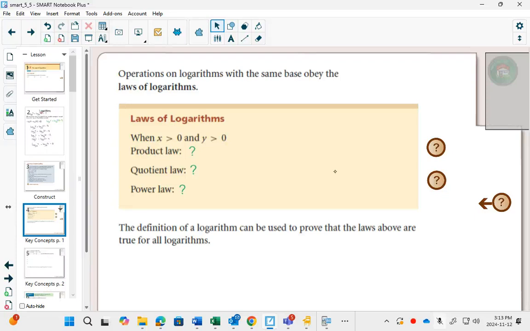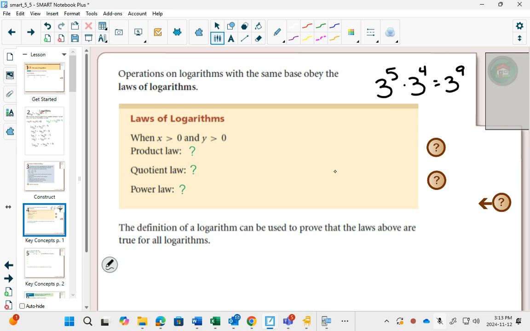...is our log laws. And for every exponent law you learned back in grade 9, there is a corresponding log law that works as well. So for example, do you remember this exponent law? It's equal to... if you multiply powers with the same bases, then you can just add your exponents. Remember that from grade 9?